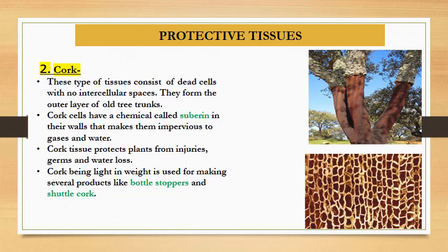Number 2, cork. This type of tissue consists of dead cells with no intercellular spaces. They form the outer layer of old tree trunks. Cork cells have a chemical called suberin in their walls that makes them impervious to gases and water. Cork tissue protects plants from injuries, germs and water loss. Cork, being light in weight, is used for making several products like bottle stoppers and shuttlecocks.